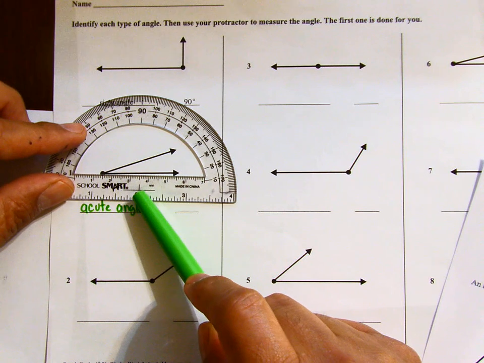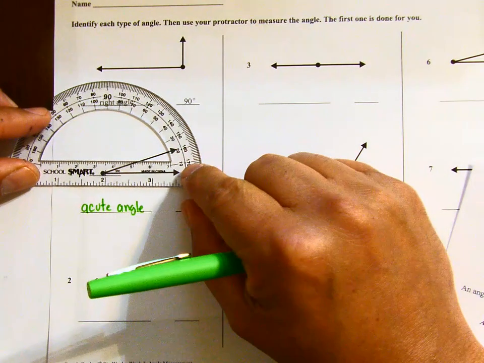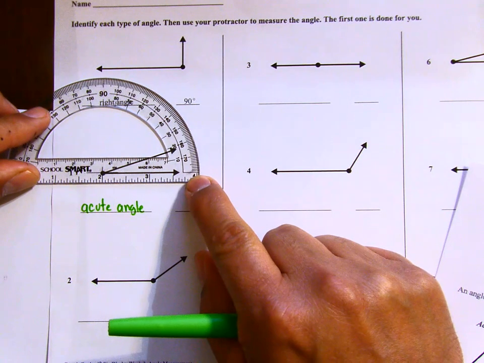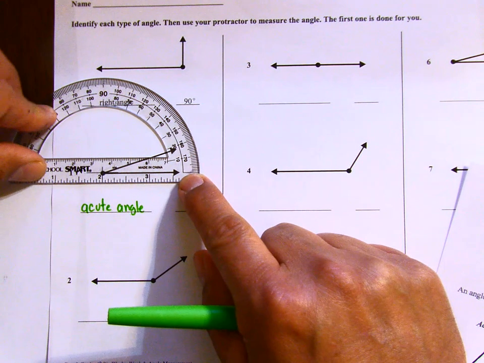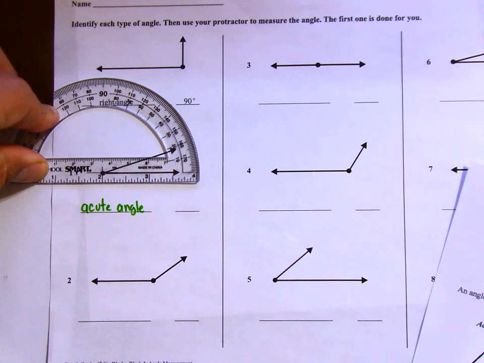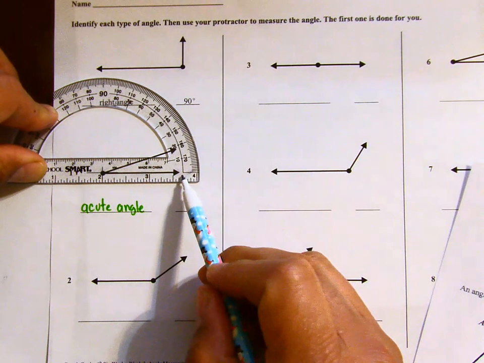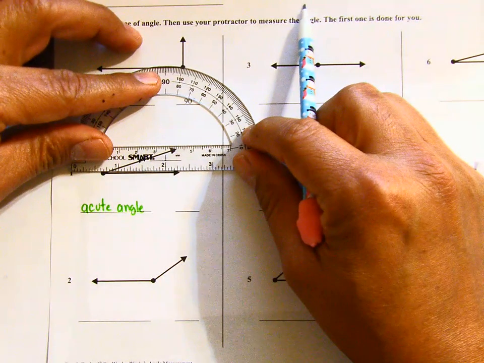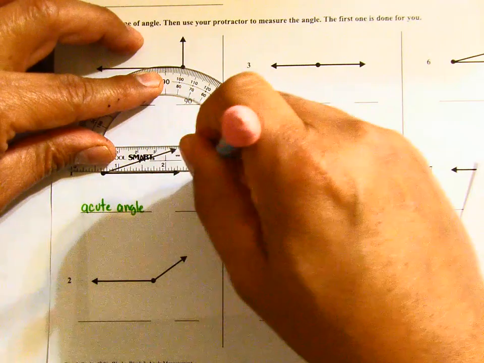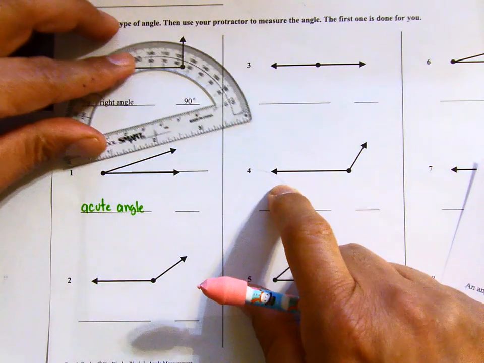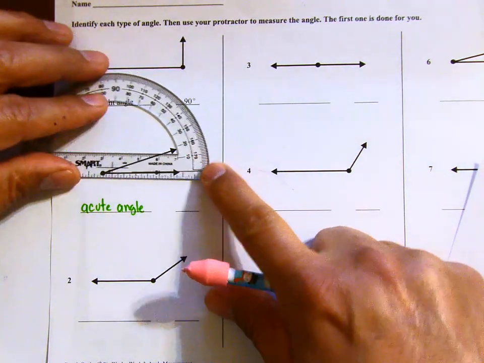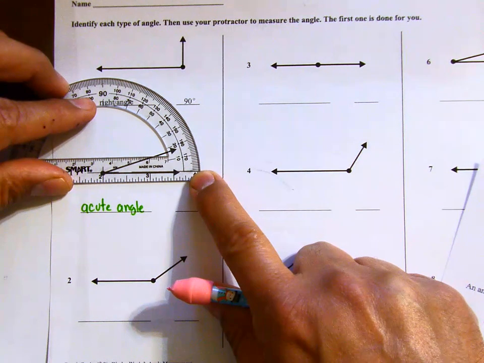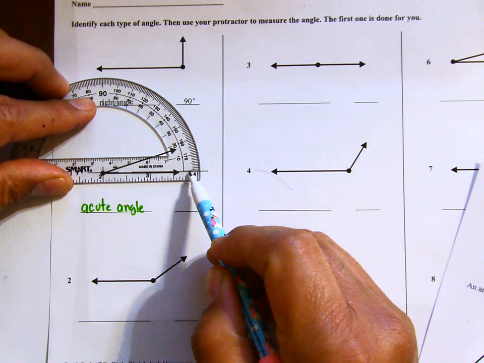Remember, we have to put our center point on the vertices, and then this ray has to be on our zero edge or zero line. If it doesn't reach our zero line, like if this one doesn't reach all the way to our zero line, what we could do, we could extend that ray. That means we can make it longer. If we put the edge of our protractor there and use it as a ruler, we made it longer. So now when I try to do it this way, I can see exactly where it is. It's right here.